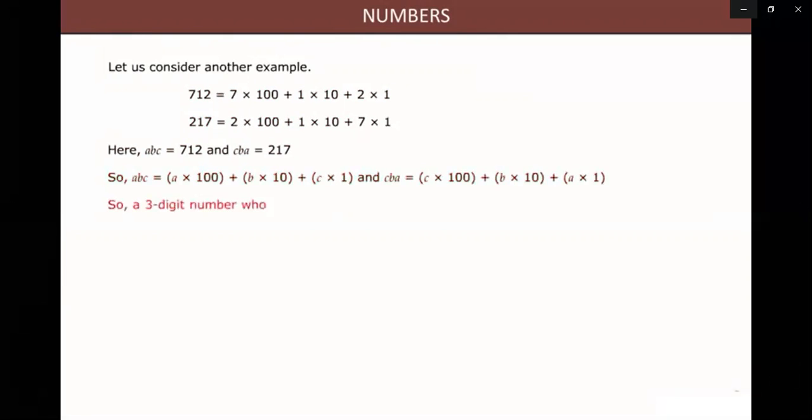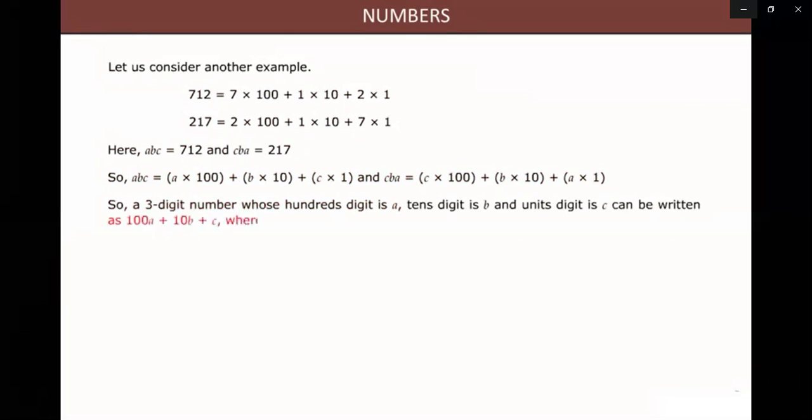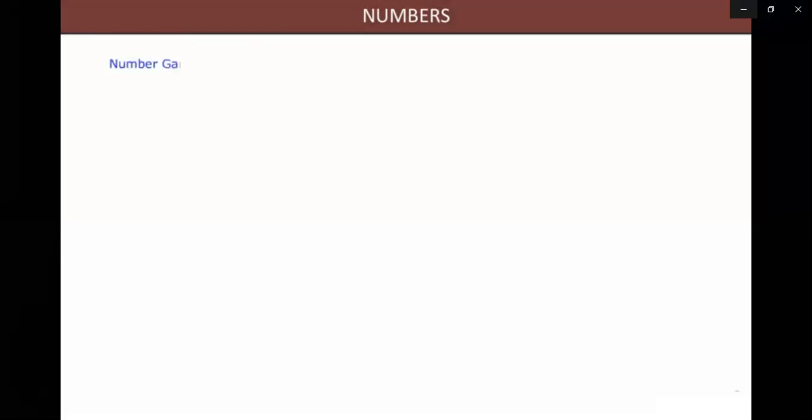So we can see that a three-digit number whose hundredths digit is A, tens digit is B and units digit is C can be written as 100A plus 10B plus C, where A is not equal to 0 and B and C are whole numbers. Okay, so that is the rule.